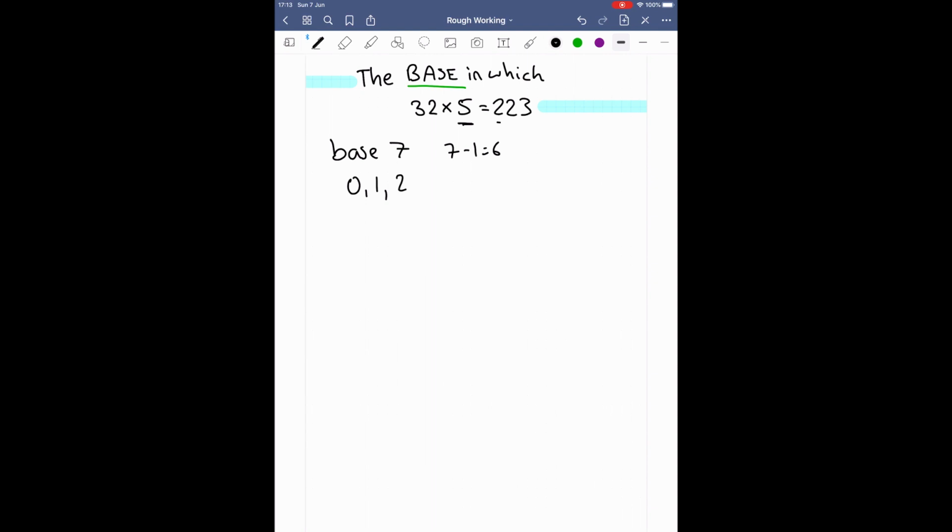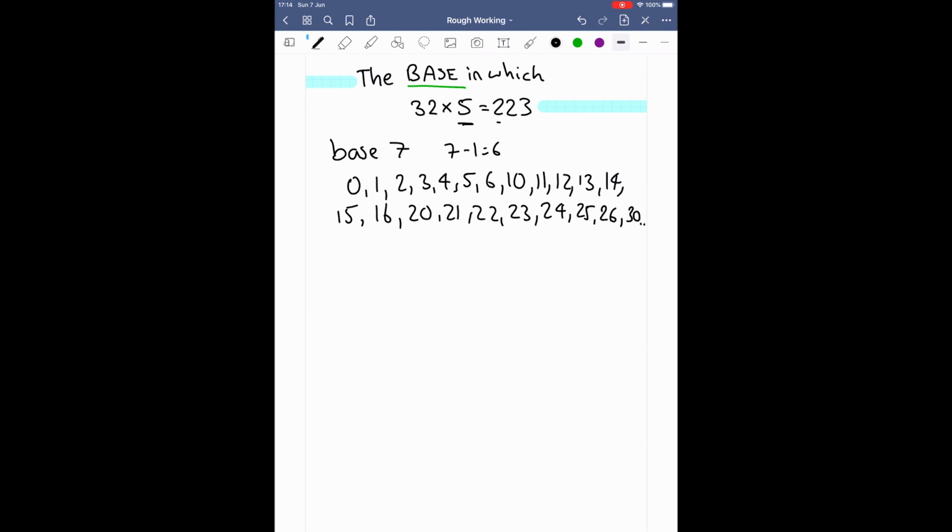So 0, 1, 2, 3, 4, 5, 6, and then 10, 11, 12, 13, 14, 15, 16, and then 20, 21, 22, 23, 24, 25, 26, and so on. Okay, so 32 times 5 in base 7.